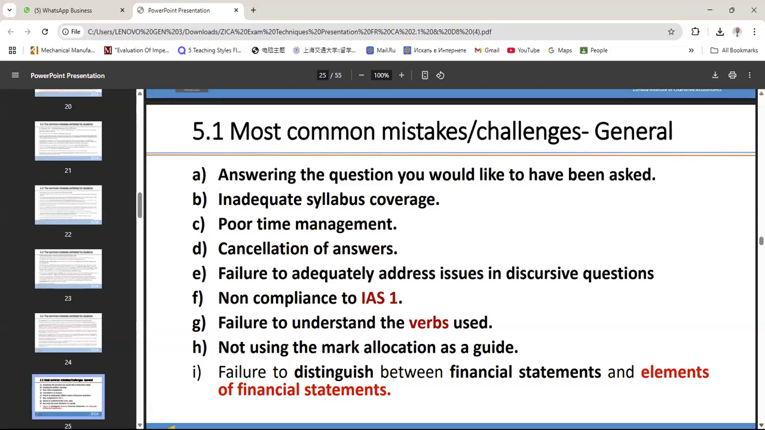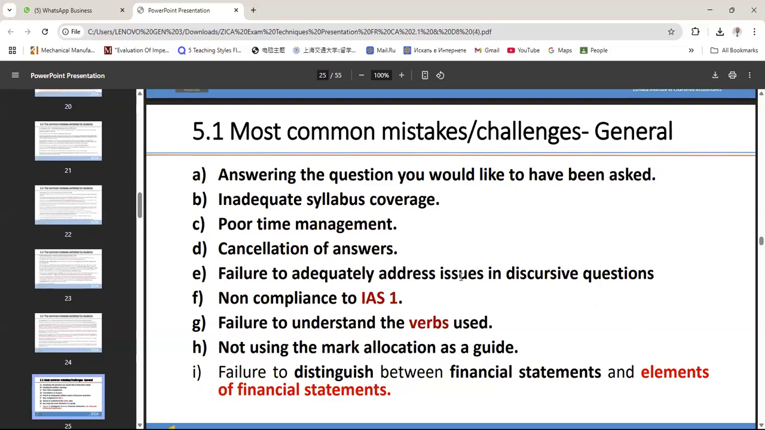Inadequate syllabus coverage, that's a key area. And the reason we are getting 0 is because we are not covering the entire syllabus. So the message: ensure that you cover the entire syllabus, very, very important. What will be tested will come from the syllabus. Poor time management, failure to answer all the questions, and cancellation of questions. Then also the issue of discussion. It's one area we have noted, you are not answering theory. Non-compliance with IAS 1.